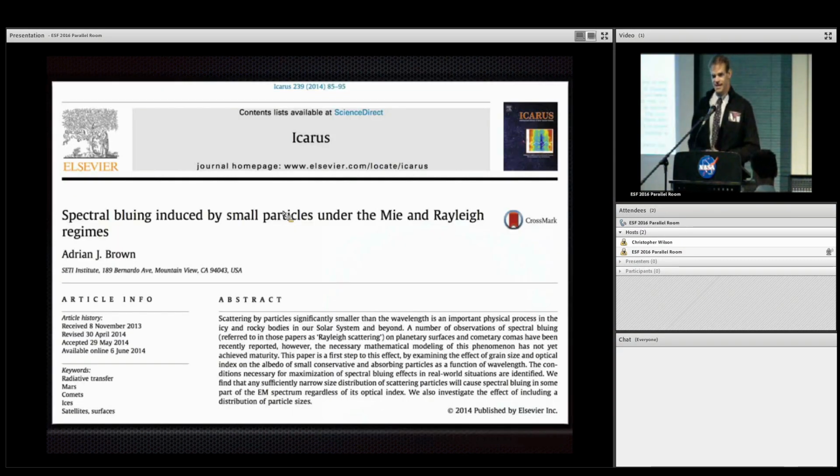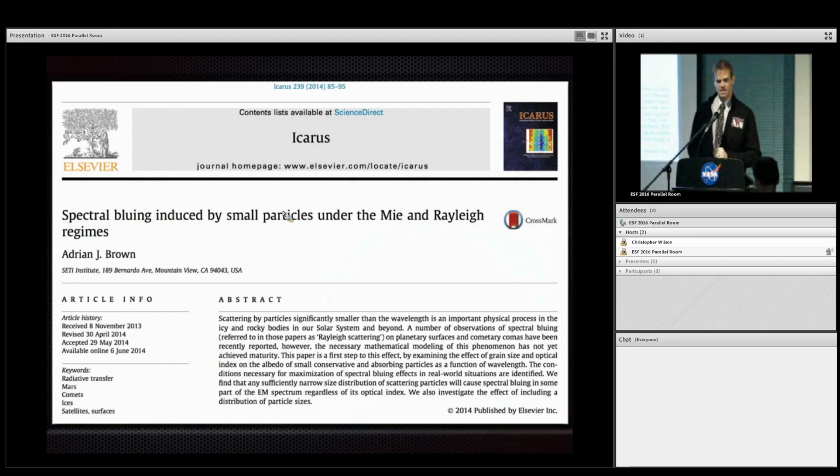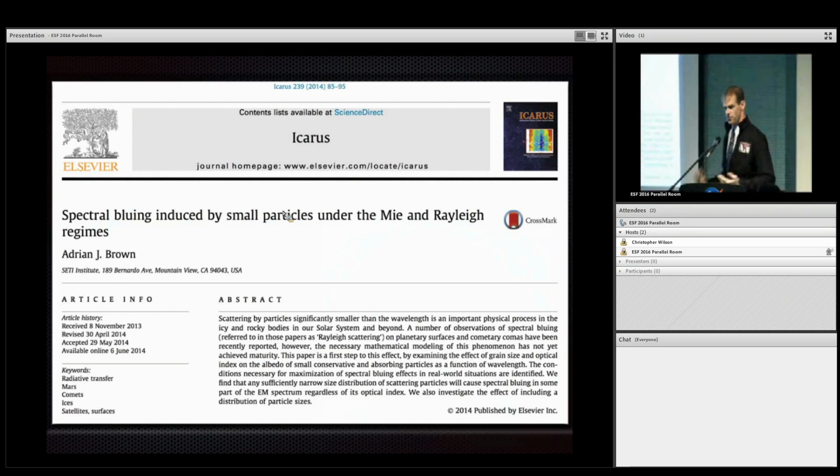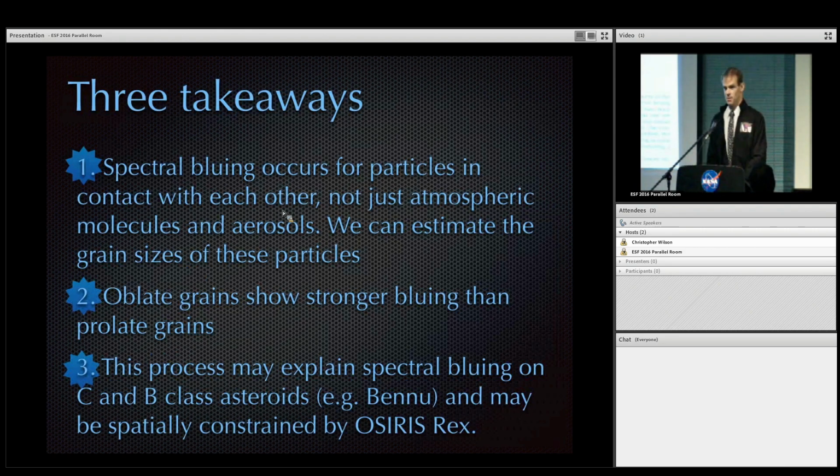Today we're going to be talking about shape-dependent light scattering. A little bit different from the previous talks, but stick with me and I'll be as explicative as possible, and hopefully you'll grab some of the takeaway messages.